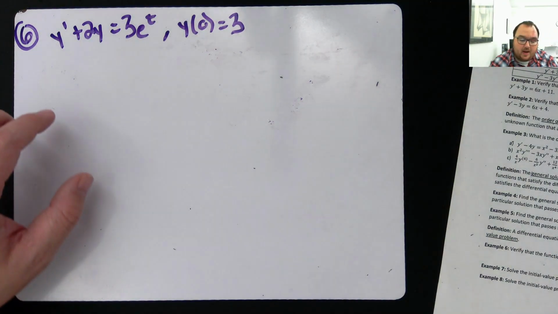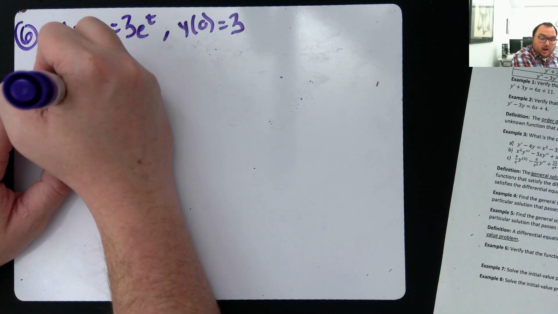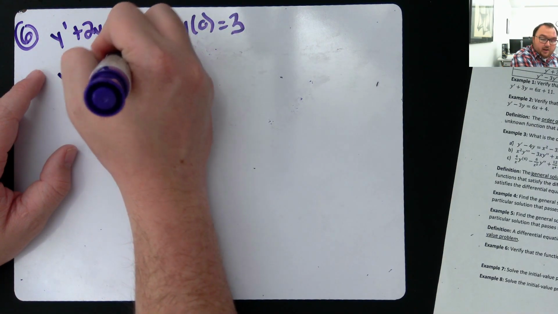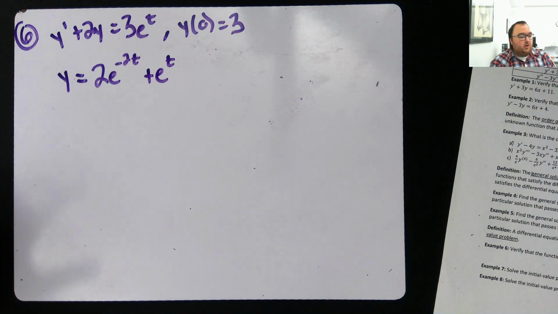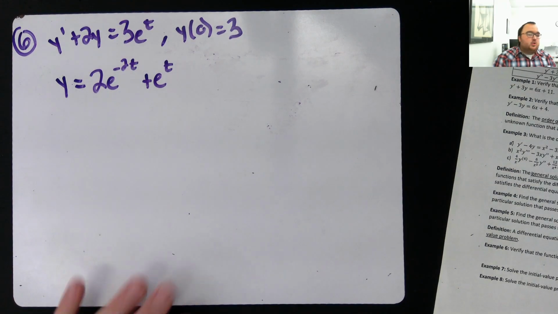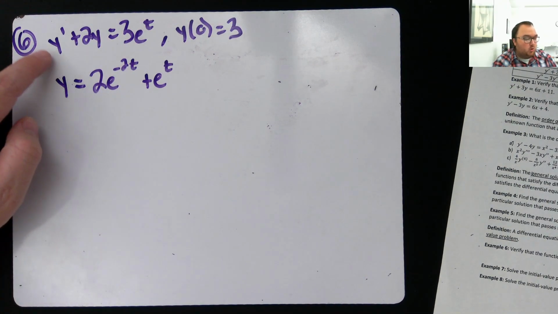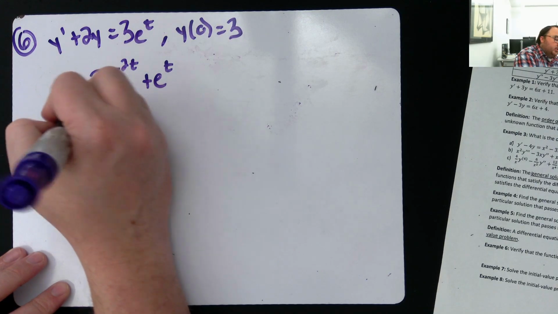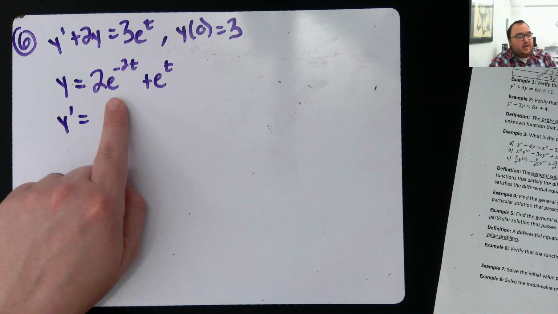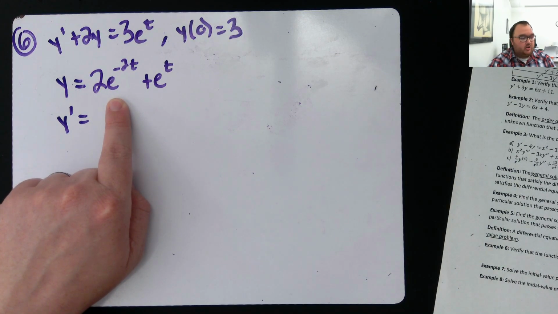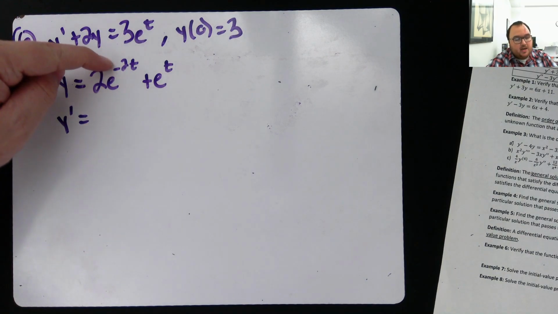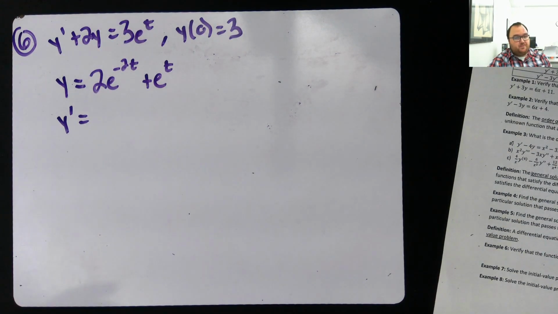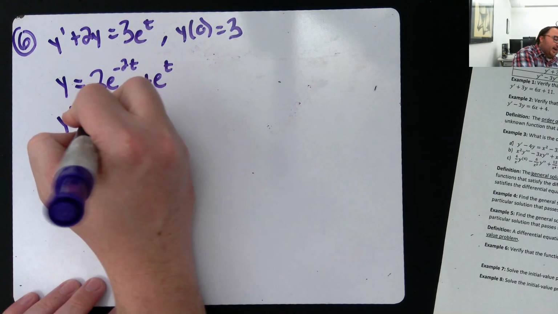We're going to verify that the solution is y equals 2e to the negative 2t plus e to the t. So again, we are going to plug this into this and make sure that it's true. First things first, I have y, so I need y prime. So y prime is going to be equal to the derivative of e. Remember, e just stays e, but by the chain rule, I need to times that by the derivative of negative 2t, which is negative 2. Negative 2 times 2 is negative 4.